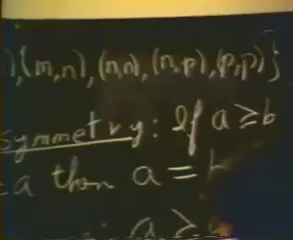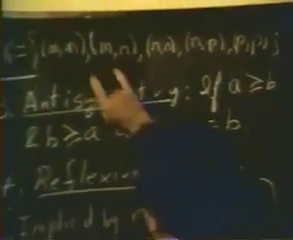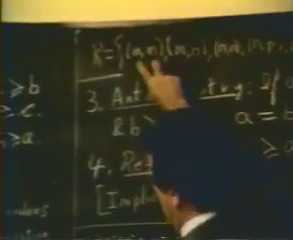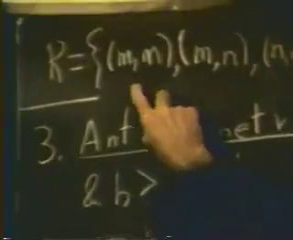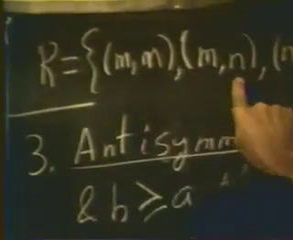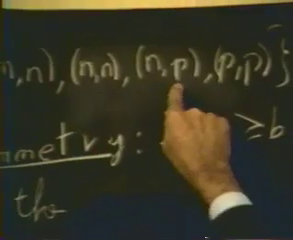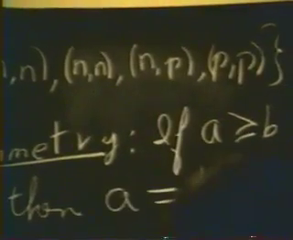Now we can ask ourselves, what fails here? Well, first let's check connectedness. If we take any two objects, M, N, and P, taking any two, we have to check that the relation holds at least one way. Well, here M is in relation to N. And here N is in relation to P. Now we ask ourselves, what about P and M?